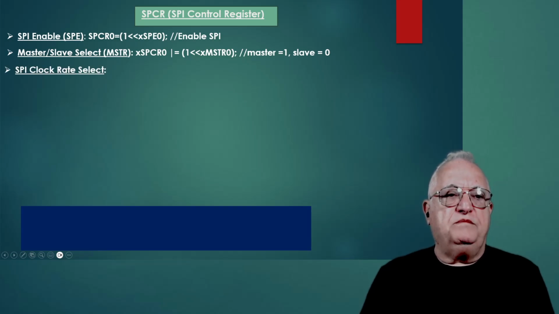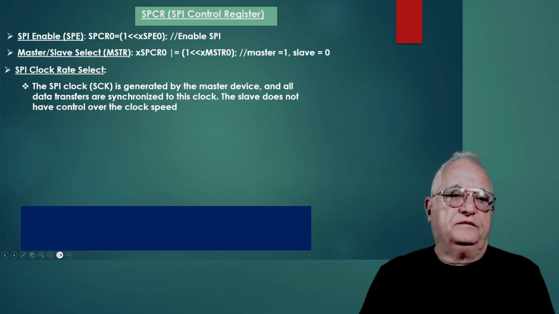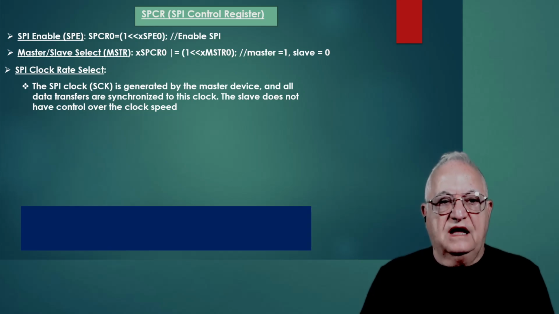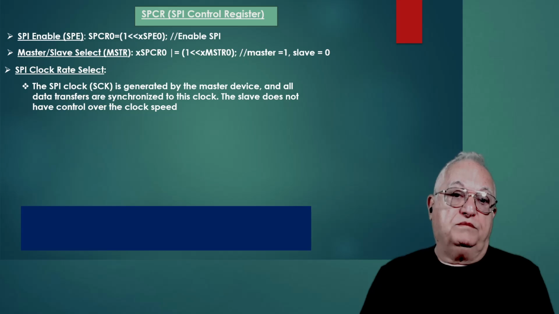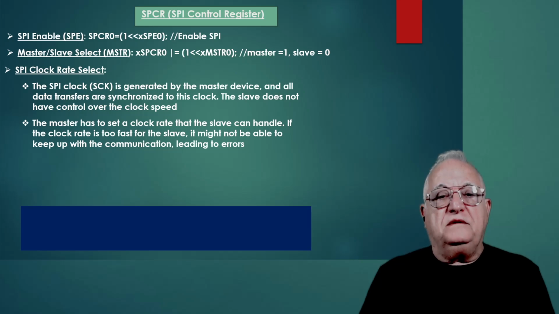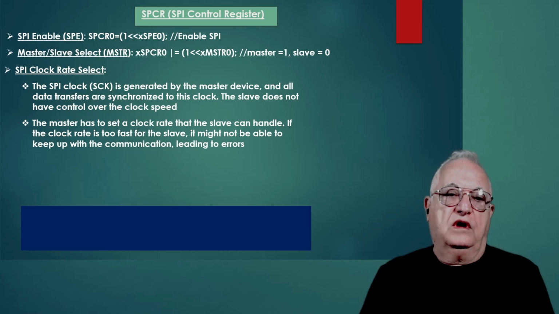Next, you have the SPI rate select. The SPI clock SCK is generated by the master device, and all data transfers are synchronized to this clock. The slave does not have control over the clock speed. The master has to set the clock rate that the slave can handle. If the clock rate is too fast for the slave, it may not be able to keep up with the communication, leading to errors.